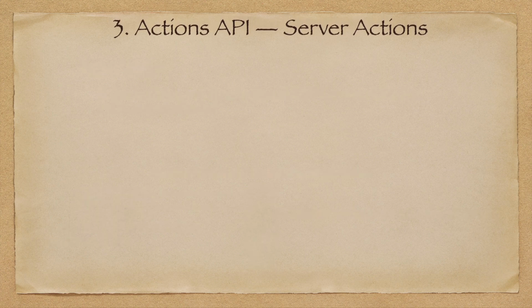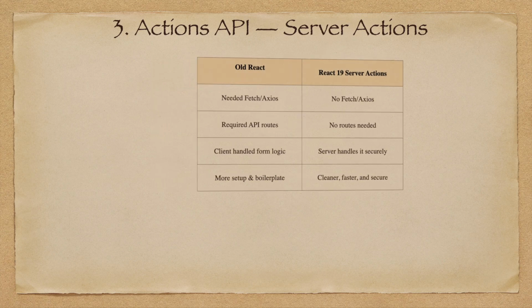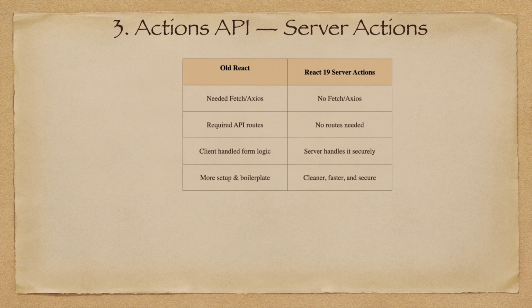Why it's better? Old React needed fetch/Axios, required API routes, client-handled form logic, more setup and boilerplate. React 19 server actions: no fetch/Axios, no routes needed. Server handles it securely. Cleaner, faster, and secure.